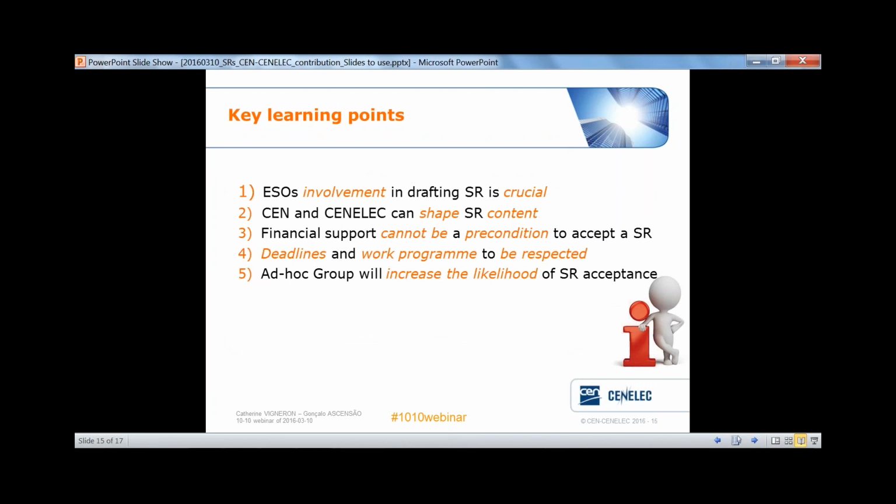Now, to close our webinar, I just wish to repeat the key learning points that we have explained to you today. The involvement of the European Standards Organization is crucial, because it is at this stage that CEN and CENELEC can shape the standardization request content. Also, as highlighted by Gonzalo, financial support cannot be a precondition to accept a standardization request. The deadline cannot be postponed. And the deadlines and work program mentioned in the standardization request have to be respected. And of course, the ad hoc group process will increase the likelihood of the standardization request acceptance.